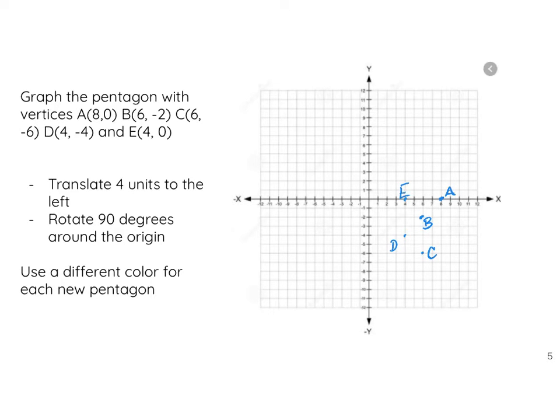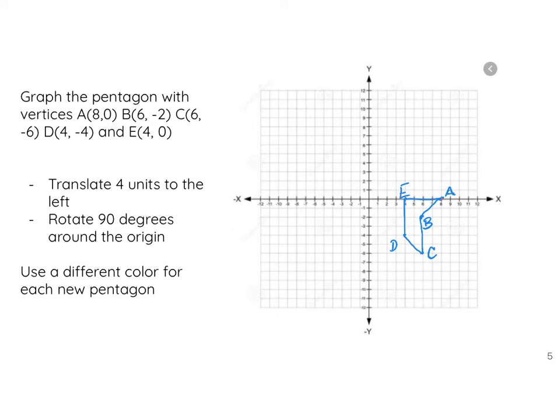I can't use a protractor on this, so I'm going to do my best to connect the points, and you just go in alphabetical order. So A to B, B to C, C to D, D to E, and then connect it by doing E to A. So here is our original pentagon. I'm going to switch colors, and now we're going to translate it to the left by 4. So each point is going to move 4 spaces to the left.